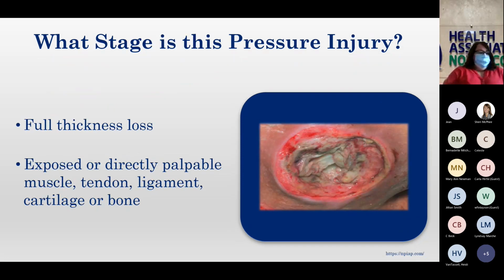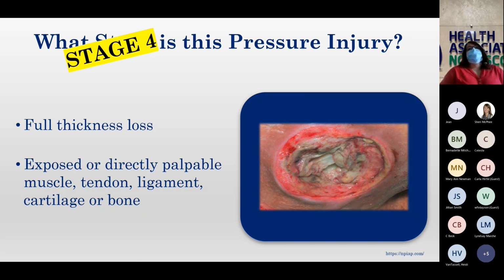Okay, so here we have a full thickness loss of skin and tissue with exposed bone. Slough or eschar is visible. However, it's not obstructing the view of the wound base. What stage is this? We have our stage 4.